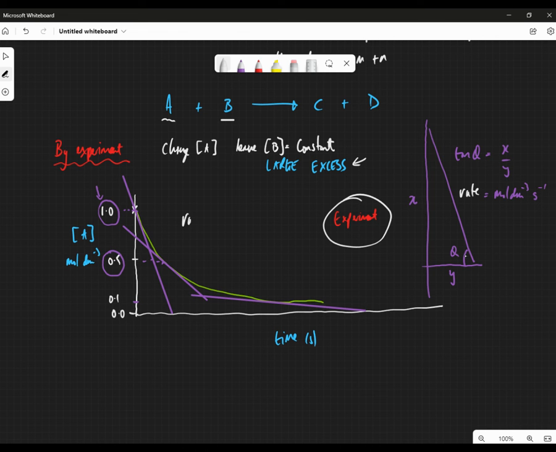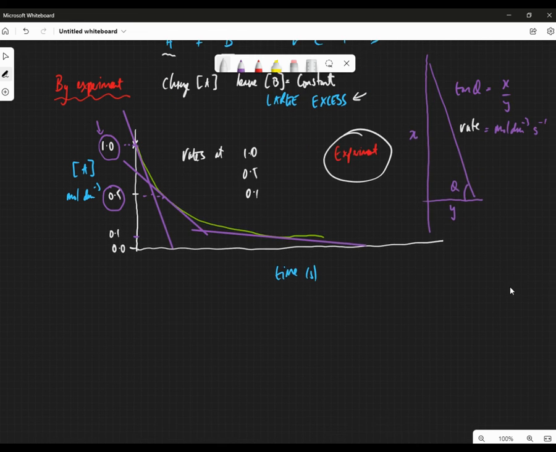So I found the rates. I found it at concentration 1. Why am I putting square brackets on that? I have no idea. I found it at concentration 1. I found it at concentration 0.5. And I found it at concentration 0.1.